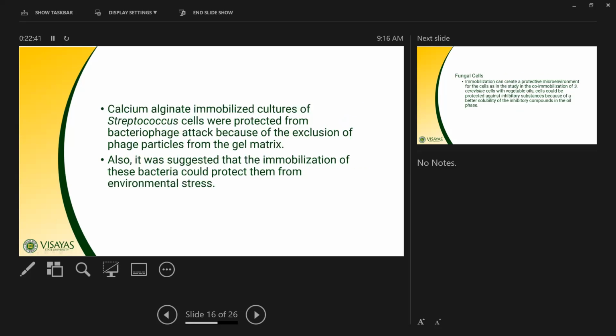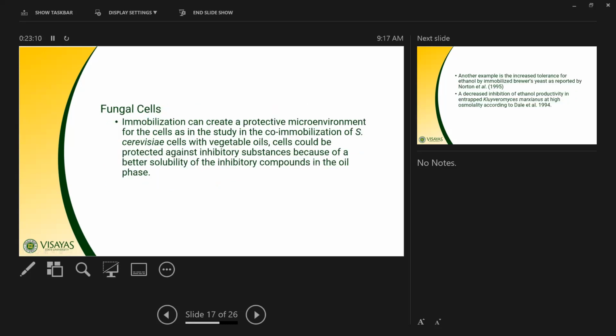So, calcium alginate immobilized cultures of streptococcus cells were protected from the bacteriophage attack because of the exclusion of phage particles from the gel matrix. So, in other words, it really provides barrier protection that will protect them from cell death. Also, it was suggested that the immobilization of these bacteria could protect them from environmental stress, like the toxic compounds that are produced by the bacteria. So for the fungal cells, immobilization can create a protective environment. For the cells, as in the study in the co-immobilization of Saccharomyces cerevisiae cells with vegetable oils, cells could be protected against inhibitory substances. Okay?